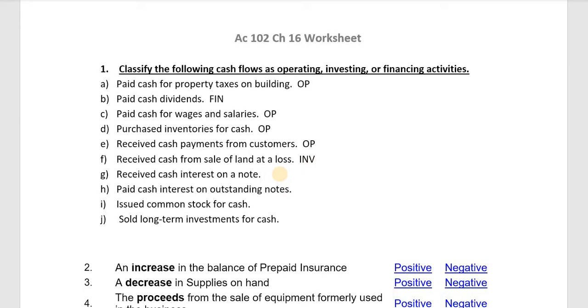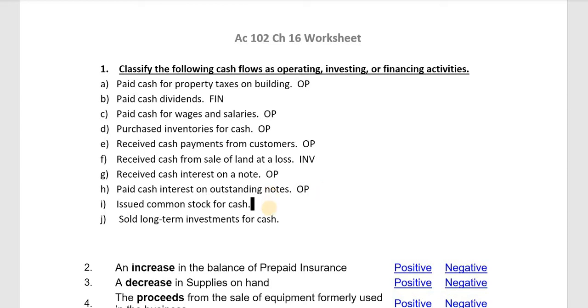Letter G, receive cash interest on a note. Well, when we make that note, we're making an investment. So if we make the note, it's an investing activity. If you redeem the note, it's an investing activity. If I receive income from the note, that's no different than me selling you a snowball at my snowball stand. The interest received is an operating activity. H, paid cash interest on outstanding notes. Same deal as the prior one.